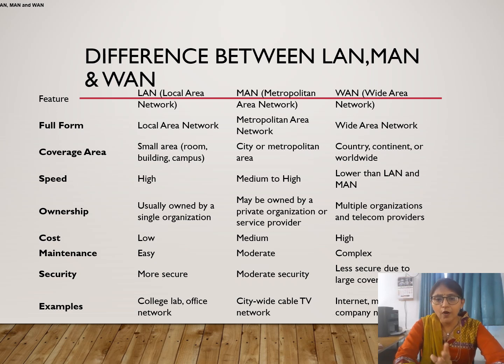First, the full forms: local area, metropolitan area, and wide area network. Local area covers a room, one building, or one campus. MAN covers the whole city. Wide area covers all the countries. Speed: LAN provides high speed, MAN is medium, and WAN is lower than LAN and MAN. Ownership: a LAN is usually owned by a single organization. A MAN is provided by private organizations or a service provider, and a WAN by a telecom provider. Cost wise, LAN is low, MAN is medium, and WAN is high.